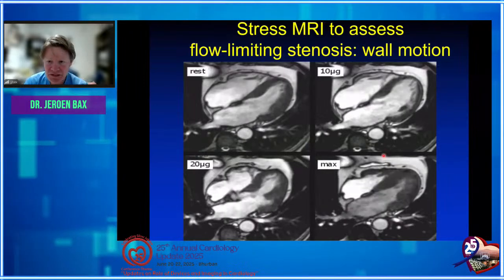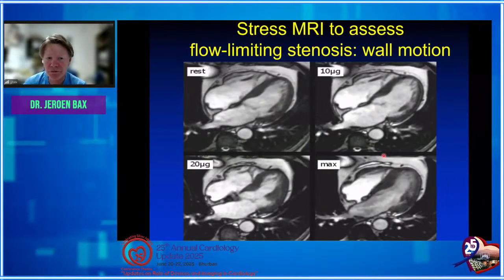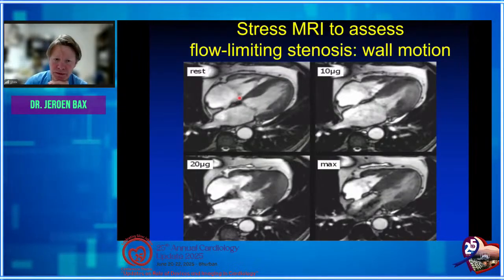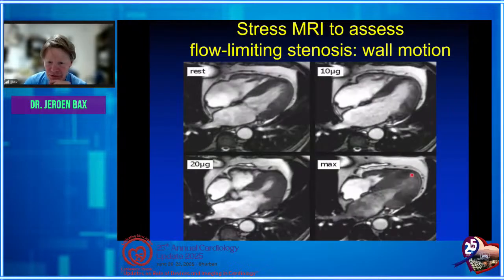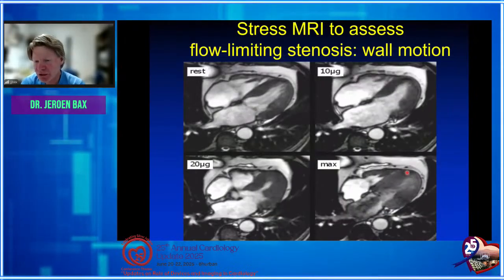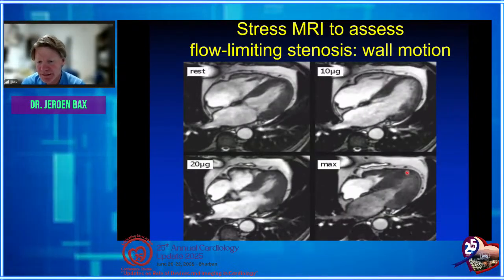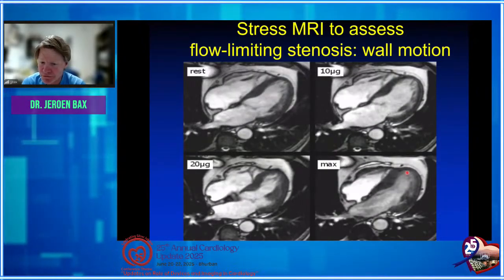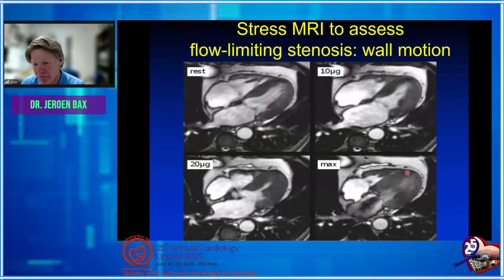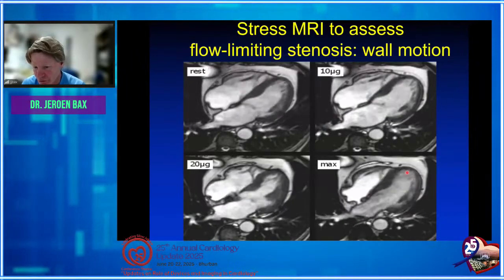This is what we would like to do in every patient. Here's a resting MRI. Here is 10 micrograms. Here's 20 micrograms. And here's the maximum. This is, of course, much higher resolution than all the techniques I showed you before. But an MRI takes a lot of time. Some of the patients get claustrophobic in the scan.